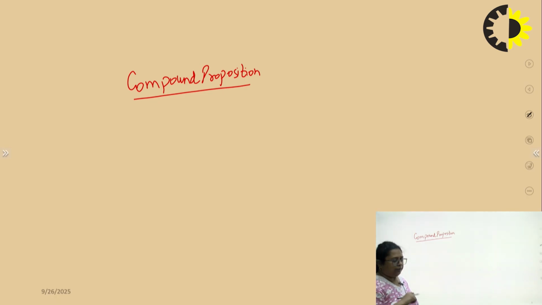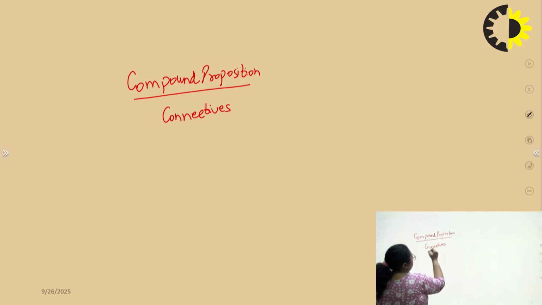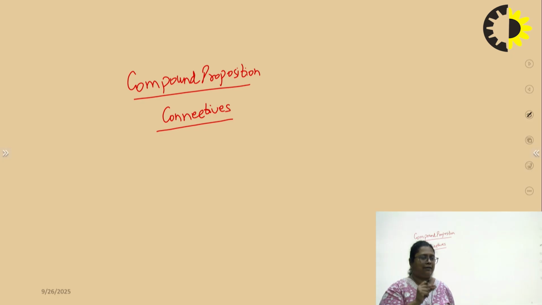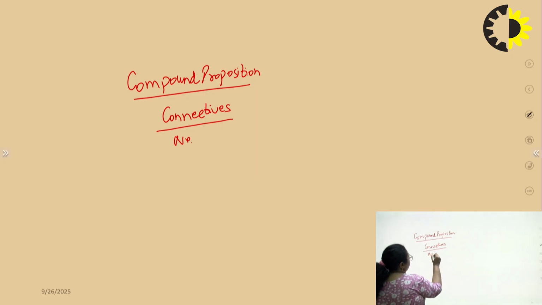Okay. So, next is connectives. What do you mean by connectives? Connectives are the symbols or words used to connect statements into compound statements. We have 5 types of connectives: negation, conjunction, disjunction, conditional and biconditional. We will take them one by one. First one is negation.